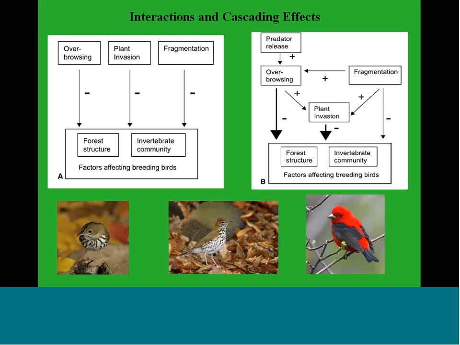In scenario B, it's kind of our perfect storm hypothesis, where these different factors interact to increase the negative effects on the bird community. You can see the size of the arrow gives the idea of how large the effect is. With predator release increasing overbrowsing, as well as fragmentation increasing overbrowsing, overall overbrowsing has a larger negative effect on breeding birds. And with overbrowsing affecting plant invasion and fragmentation also affecting plant invasion, this increases the negative effect on the factors that affect breeding birds as well.